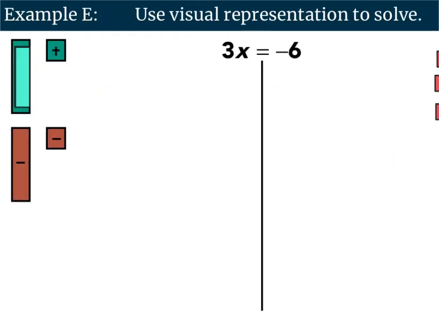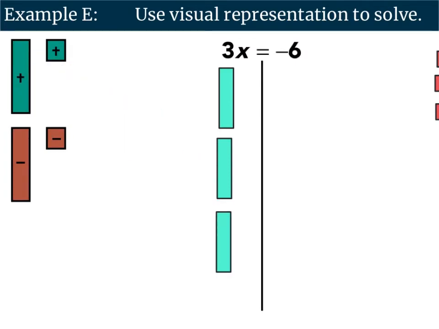So here we are in example E, and it says using our visual representations again, I have 3x equals negative 6. So if I see the 3 next to the x with no other operation nearby, I know that that is indicating to me that we are doing multiplication. So we're going to start with our visual representation. I have 3 x's, so I'm going to draw my 3 x's on the left-hand side. And then I've got negative 6 on the other side, so I'm going to bring in my negative 6 to that side. So now I need to remember what my inverse operation is. And my inverse operation of multiplication is division.